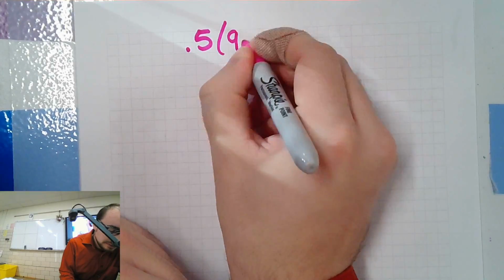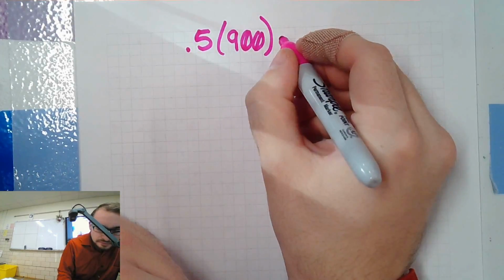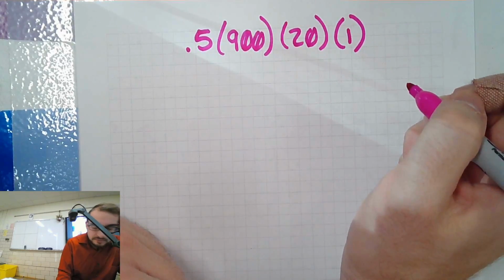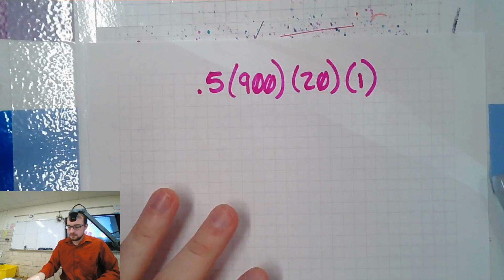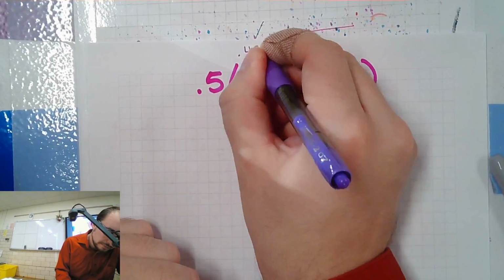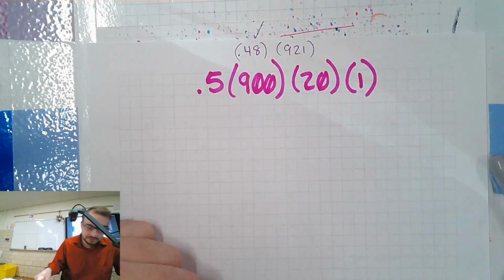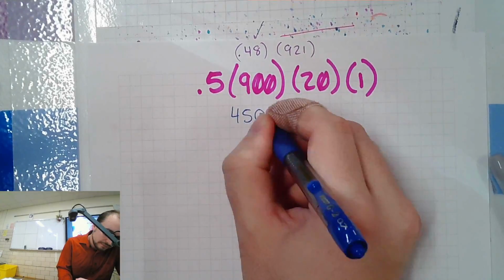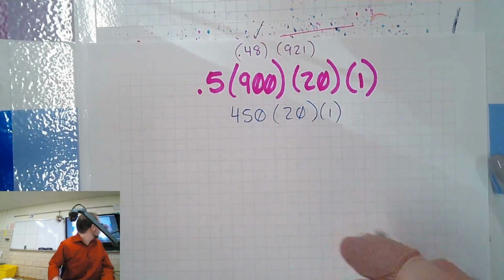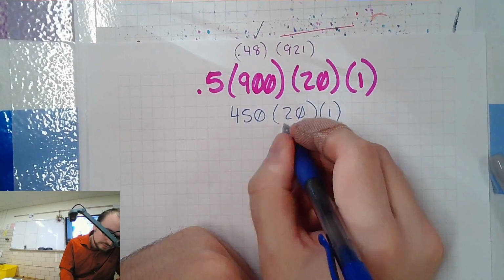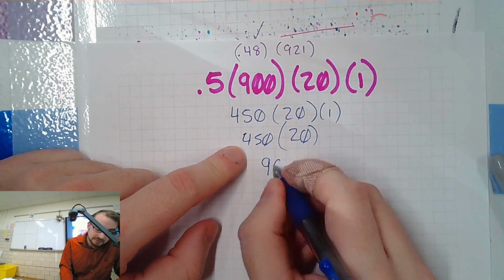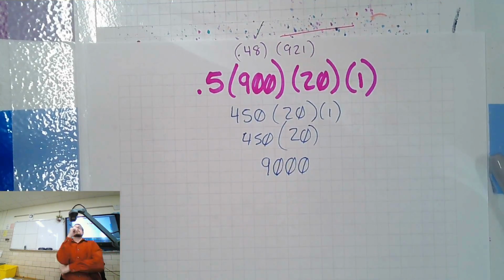0.5 times 900. Say it again. Times 20 times 1. So our original problem was 0.48 times 921. See what we get. Well, half of 900 is 450. 20 times 1 is just 20. 450 times 2 is 900, times 10 is 9,000. She had a good thought process, but what went wrong?